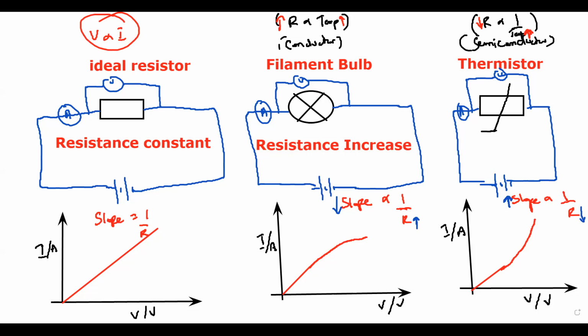So ideal resistors are known as ohmic devices. Ohmic device means they follow Ohm's law, but filament and thermistor are non-ohmic. What is the meaning of non-ohmic? It means they don't obey Ohm's law. And what is Ohm's law? Ohm's law states that if we increase the voltage, the current will also increase. Voltage and current are directly proportional to each other.